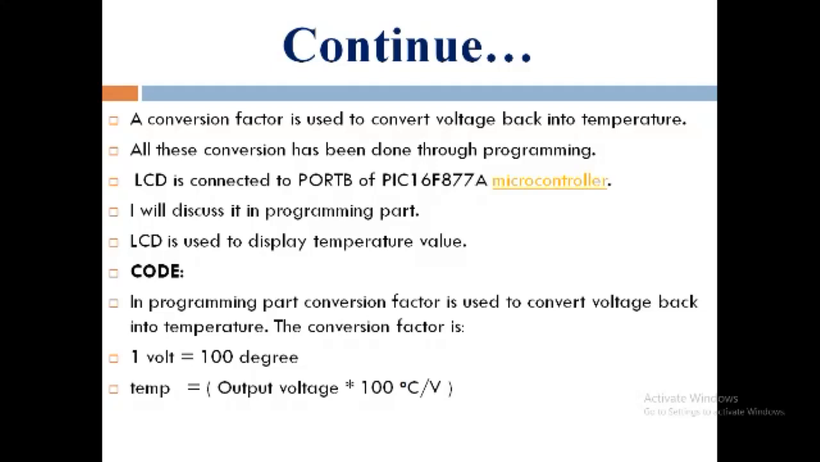Then code. In the programming part, a conversion factor is used to convert voltage back into temperature. The conversion factor is 1 volt is equal to 100 degrees. So we can calculate the temperature value by using this formula, that is, temperature is equal to output voltage into 100 degrees Celsius per volt.